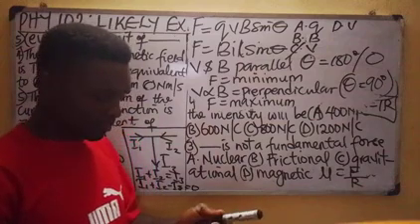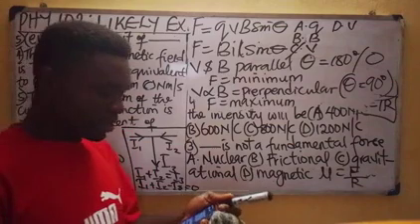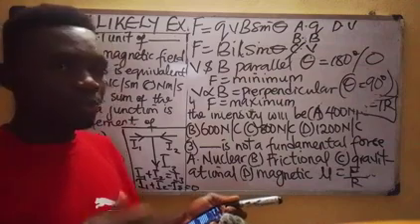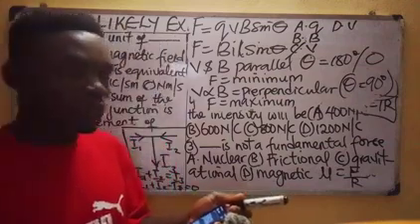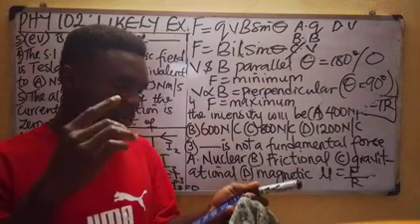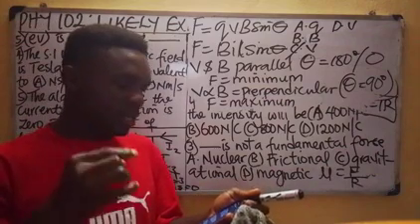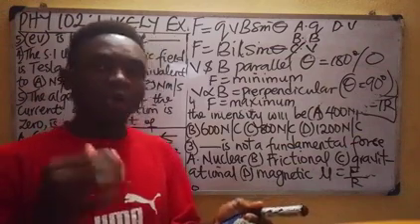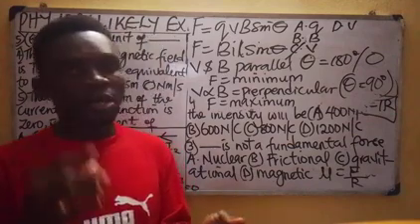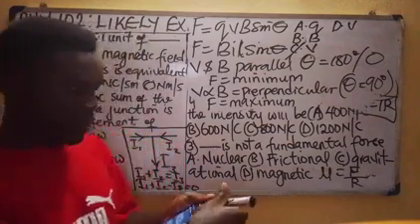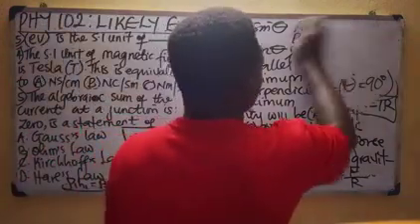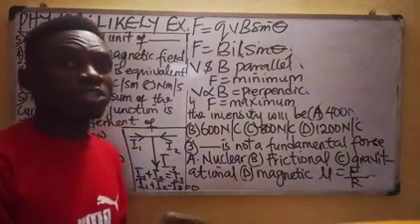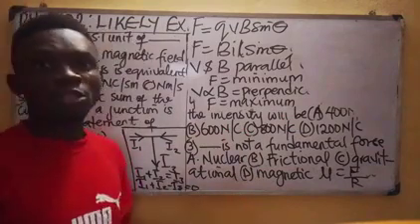All right, the next question, I believe you are following. Now, two equal and opposite charges separated by a distance is referred to as dash. Two equal and opposite charges separated by a distance is referred to as what?